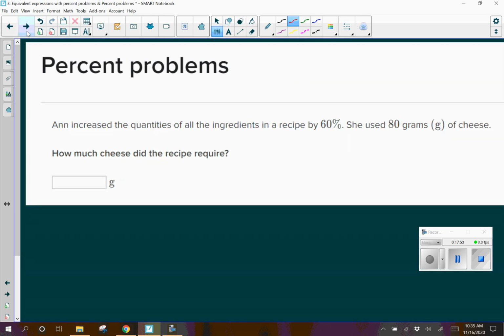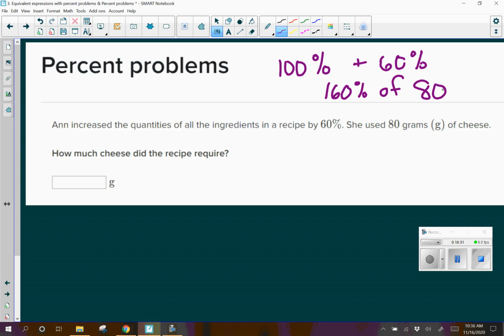Anne increased the quantities of all the ingredients in a recipe by 60%. She used 80 grams of cheese. How much cheese did the recipe require? So this one's a little bit tricky. So she has an original recipe, which is 100%, but now she's increasing it by 60%. So essentially the recipe that she's using is going to be 160% of the original, which uses 80 grams of cheese.